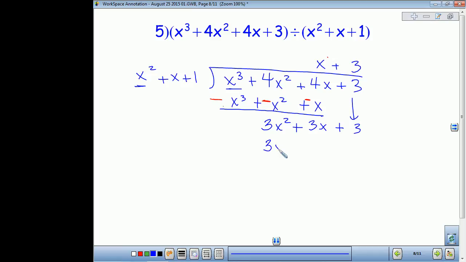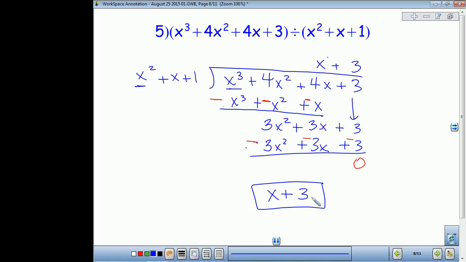Okay, so we get a 3x squared when we multiply, a 3x when we multiply. 3 times 1 is 3. So that when I go through and do my subtraction, change, change, change. I have a remainder of 0. So my answer is just x plus 3.